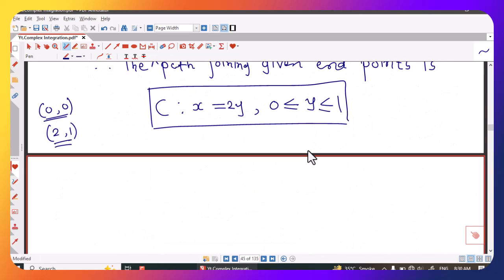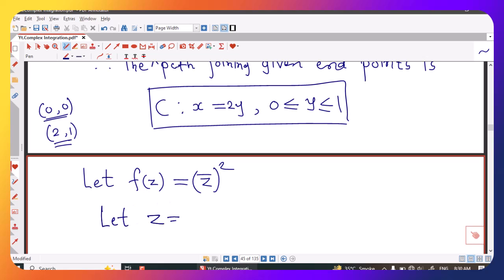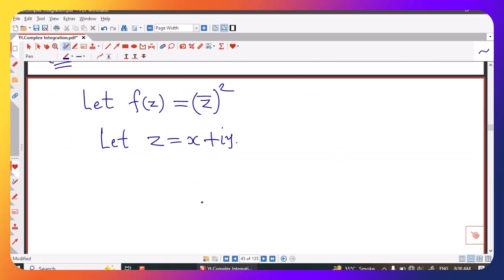So we will convert all those things in the form of y only. We first consider f of z. The given function is denoted by f of z, and we consider z equal to x plus iy, and we simplify this f of z by taking x equal to 2y.